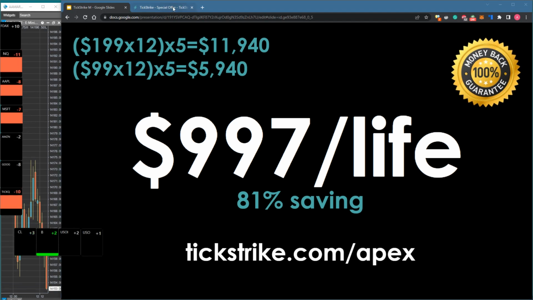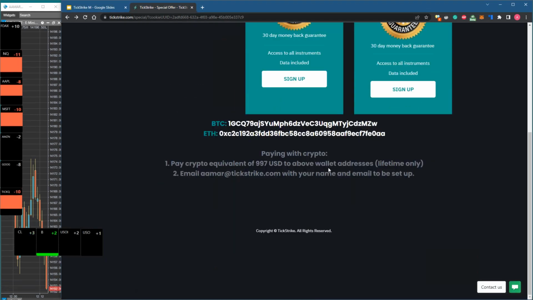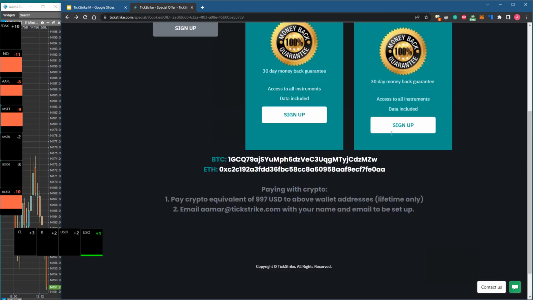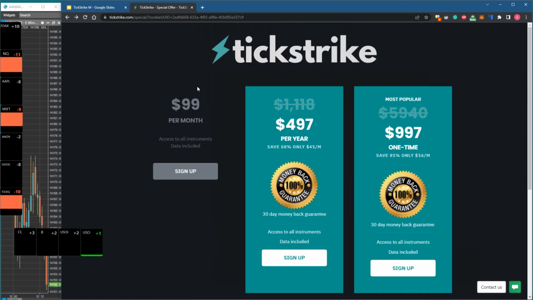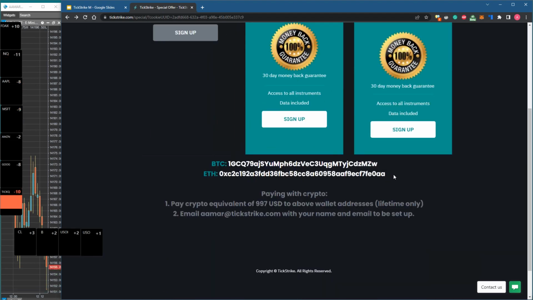Fred is asking, I can't see a crypto payment option. It's right there at the bottom of the page. So TickStrike.com/Apex, and you should see BTC or Ethereum.